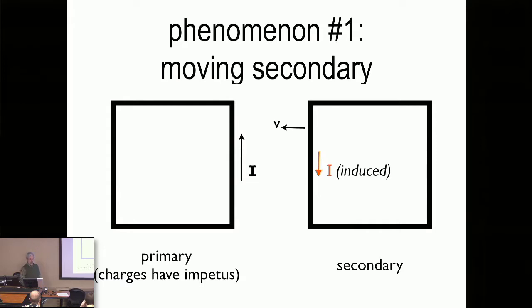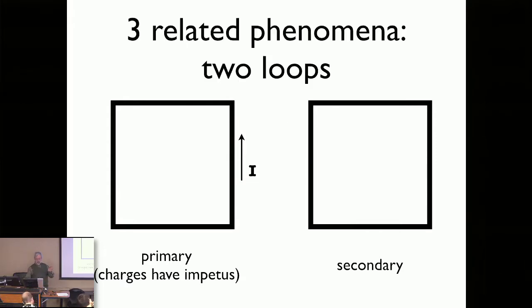Okay, but if I move, there are three different things you could do. You could move the secondary towards the primary. You could move the primary towards the secondary, or you could change the current in the primary. All of those will induce a current in the secondary, but for different reasons. And part of understanding magnetic induction is to understand how this happens.